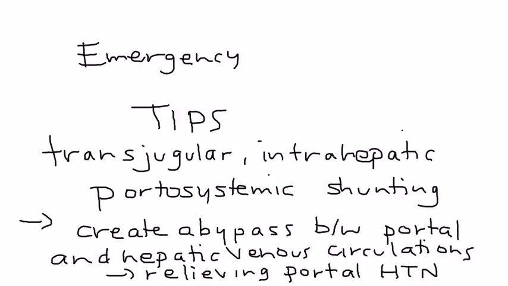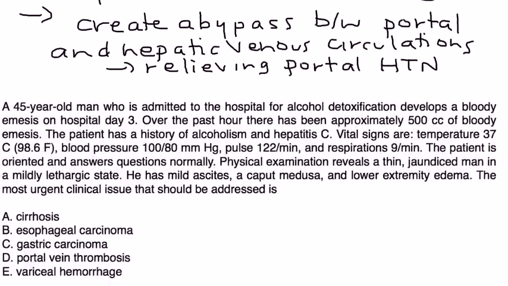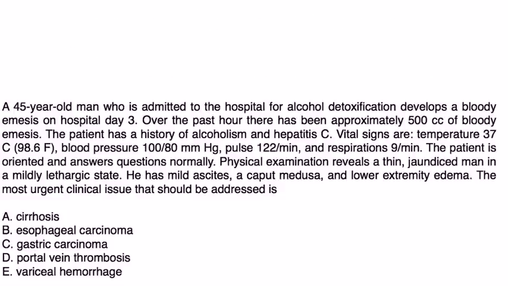So now let's look at some clinical vignettes. A 45-year-old man who was admitted to the hospital for alcohol detox develops bloody emesis on day 3. Over the past hour, there has been approximately 500 cc's of bloody emesis. Patient has history of alcoholism and hepatitis C. Vitals are, temperature is 38, blood pressure is 100, pulse is 122, respirations are 9. Patient is oriented and answers questions normally.